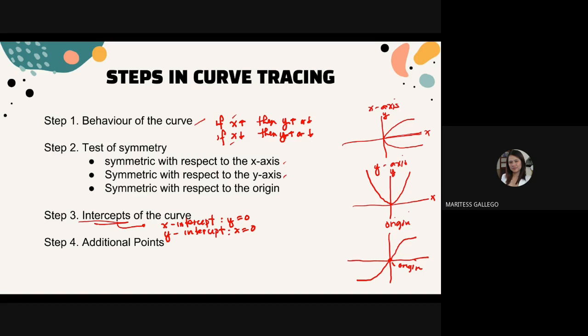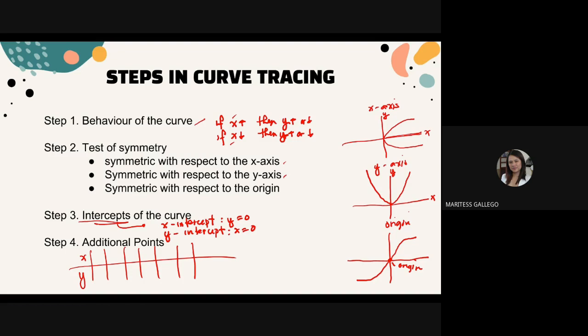And then the last one will be additional points. Additional points will depend on you. What values of x would you like to explore, to know the value of y? It depends on which values of x you want, so that you can see what the curve looks like.